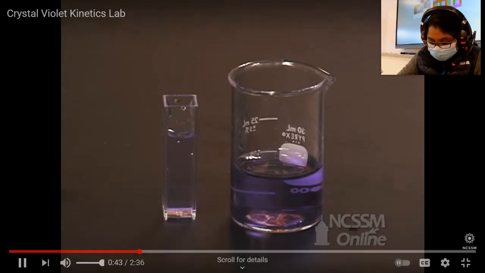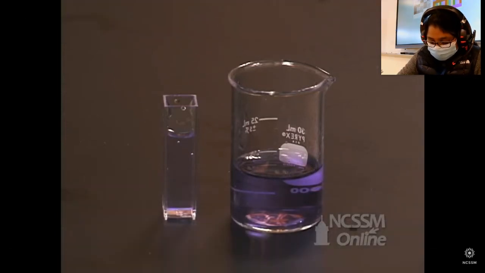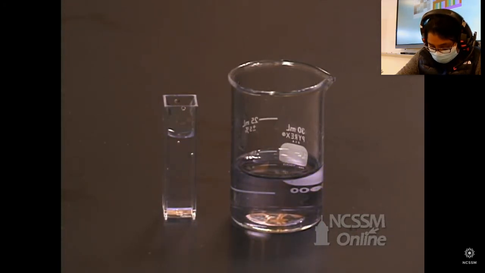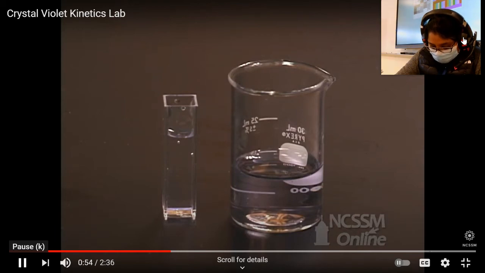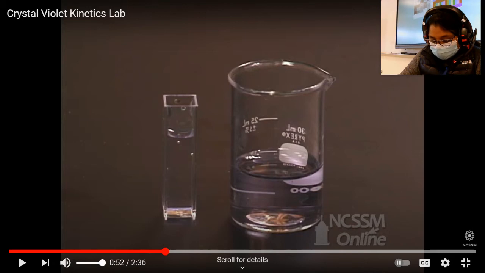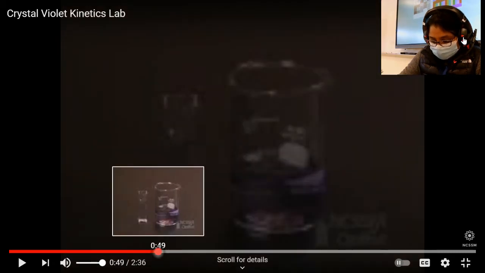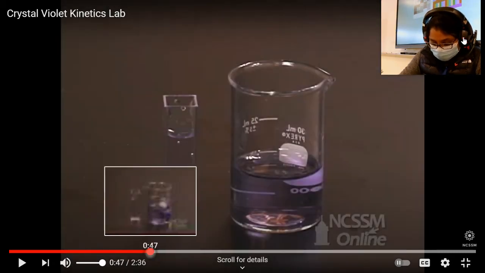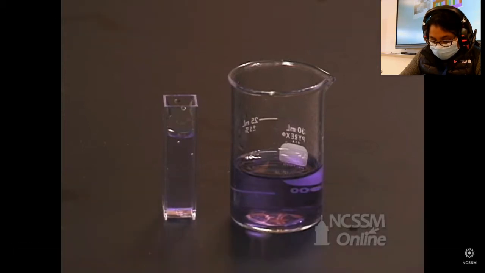Basically sodium hydroxide and crystal violet react. The crystal violet undergoes a change and becomes colorless. We see the color fade with time. So that was pretty fast because they used a higher concentration of sodium hydroxide, but you saw that it went from purple to colorless.